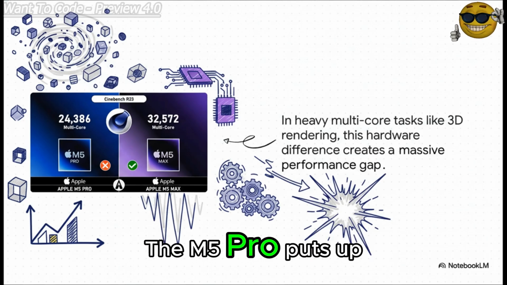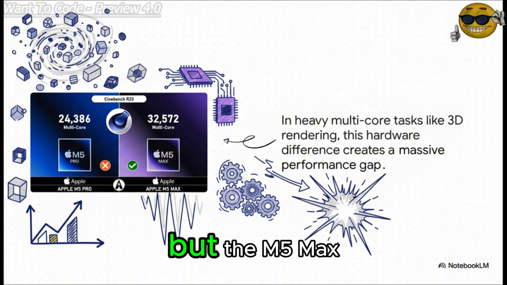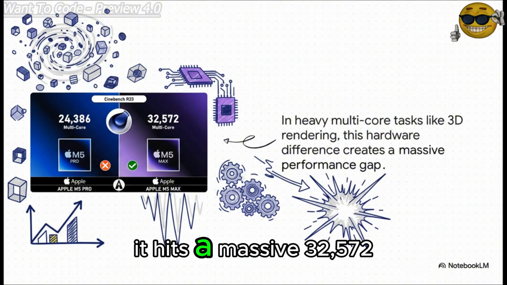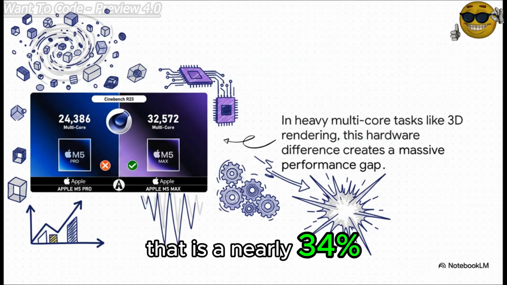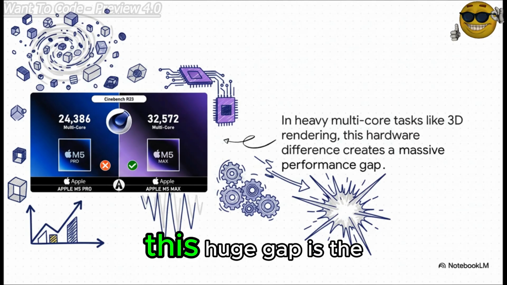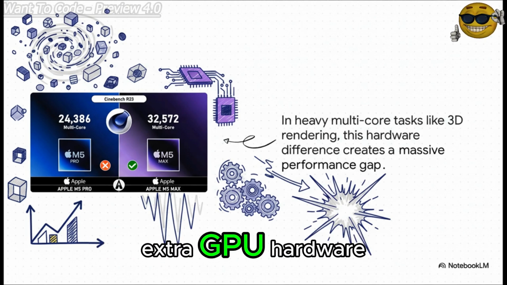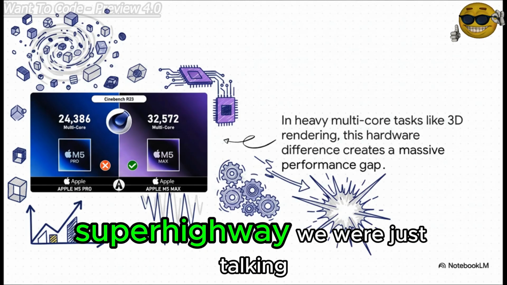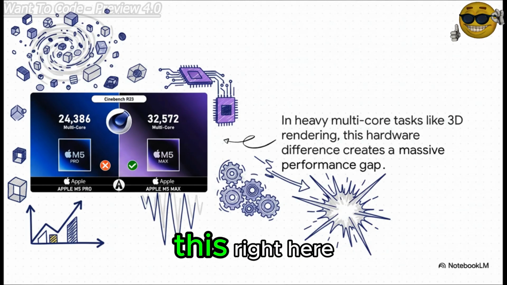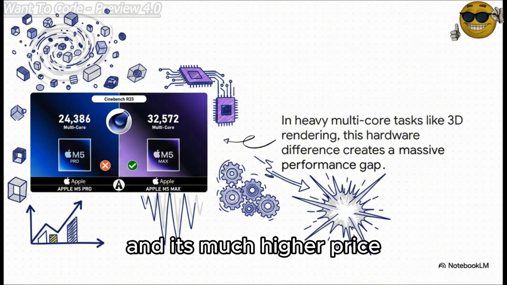The M5 Pro puts up a very impressive score of 24,386, but the M5 Max? It hits a massive 32,572. That is a nearly 34% jump in performance. This huge gap is the direct, measurable result of all that extra GPU hardware, those extra artists and painters, and that ultra-wide memory superhighway we were just talking about. This right here is where the M5 Max truly earns its name and its much higher price tag.